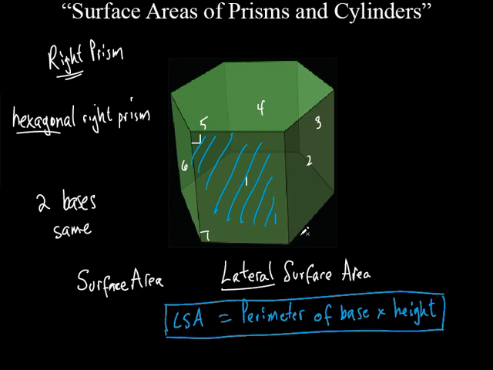It could be a weird one, but as long as I add up all the lengths going around this base, multiplied by the height, remember, because the height is the same on all of these. These lengths could be different around here, but the up and down part is going to be exactly the same. If it wasn't, it wouldn't be a prism. So we add up all the lengths of the sides, multiplied by the height, and that's the lateral surface area.